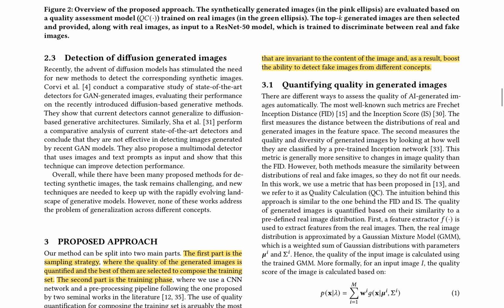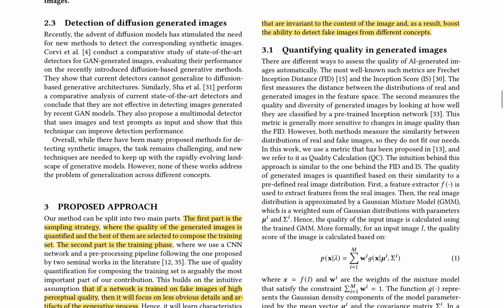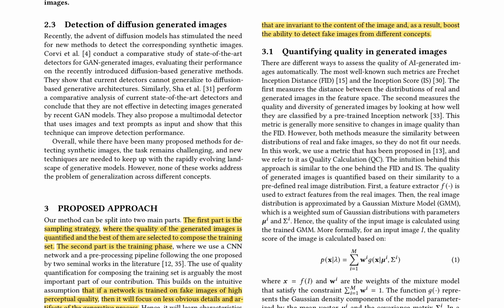Okay. Again, there are two parts to it. The first one is the sampling strategy. So they are saying that first of all, each image could be quantified and given a score, and those with the higher score should go into the second part, which is the training, and they're focusing on the selection process more. All right. Quantifying quality in generated images. There are different ways to assess the quality of AI-generated images automatically. The most well-known such metrics are Fréchet Inception Distance (FID) and the Inception Score (IS).